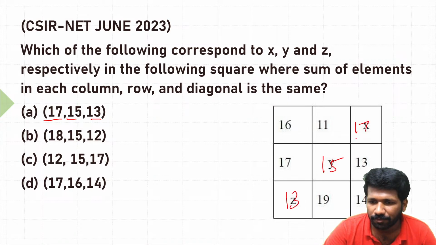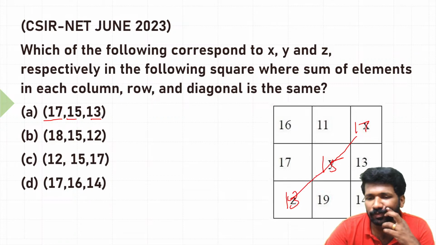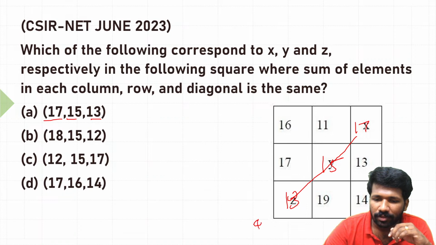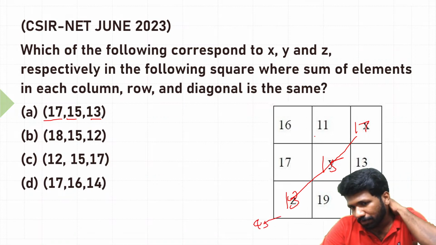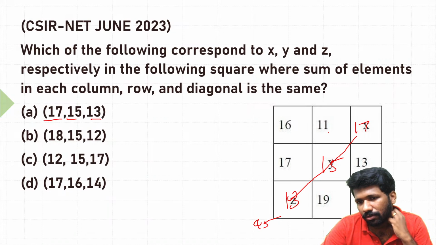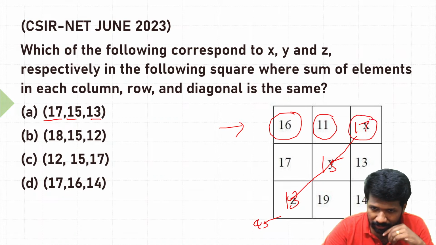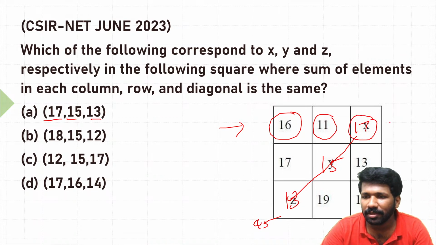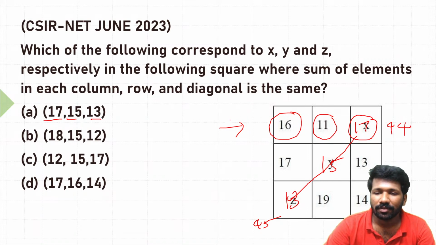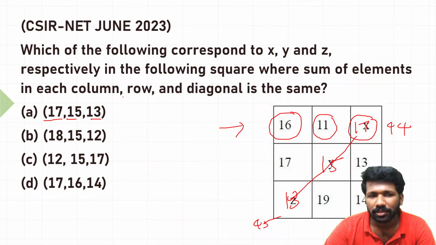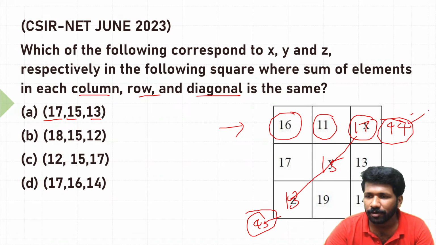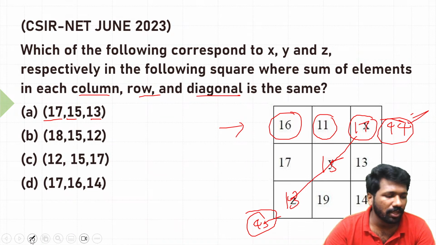17, 15, 13 means first of all this diagonal we will solve. 17 plus 15 plus 13, that is 45. That means in the other diagonal everything should be 45 itself. And row wise also should be 45, but this row itself is violating that. 16 plus 11 plus 17 will be 44. It is not 45. If any one row or one column is violating, you can eliminate that option. Each row, each column and diagonal, the sum should be the same. Sorry, here the sum is 44 and the diagonal sum is 45. That itself eliminates option A.